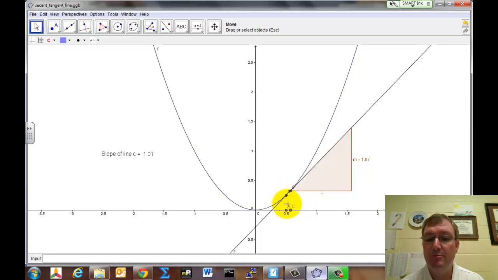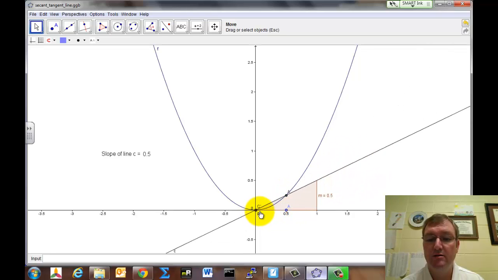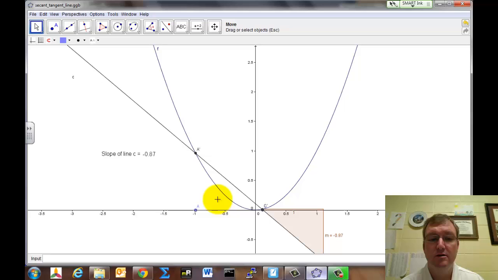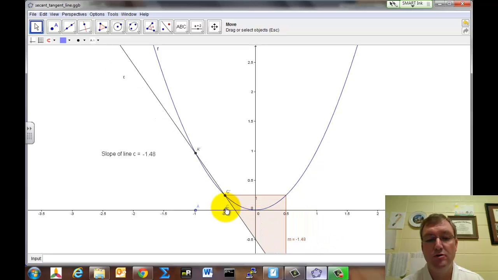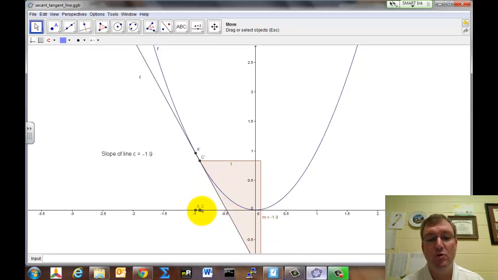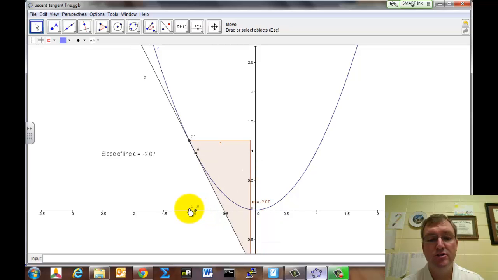Well, but that's only at that particular point. What if we moved our point A over here to -1? So now we're looking for the slope of this function, the slope of the tangent line here. Again, if we move our points closer, notice that we've got a slope of -1.48. We've got a slope of -1.91. If we move on just the other side, we get -2.07. So I think if you were to write those numbers down, you would see that the slope looks like it's approaching the number -2 at this point. And we could go through that same process at any given point.